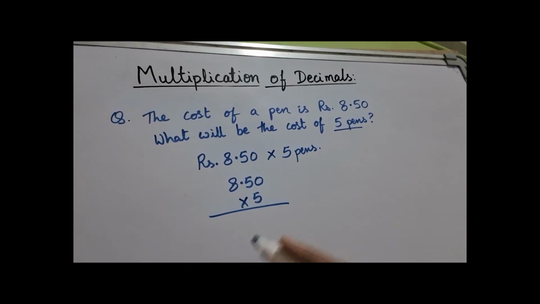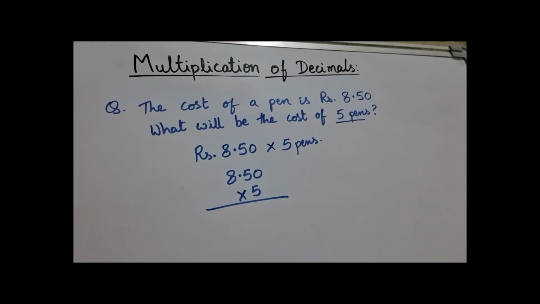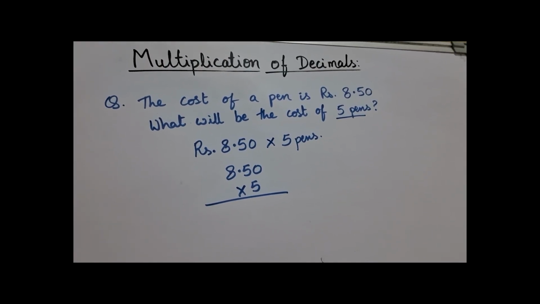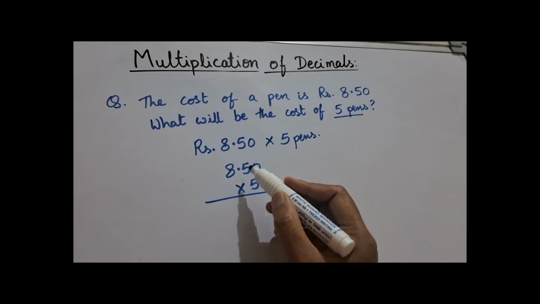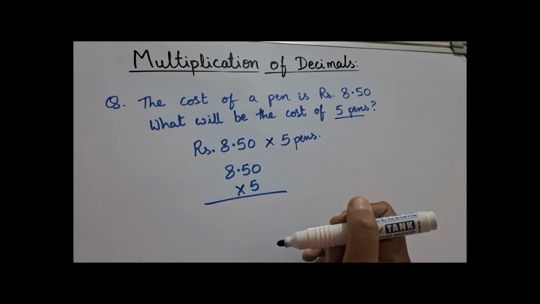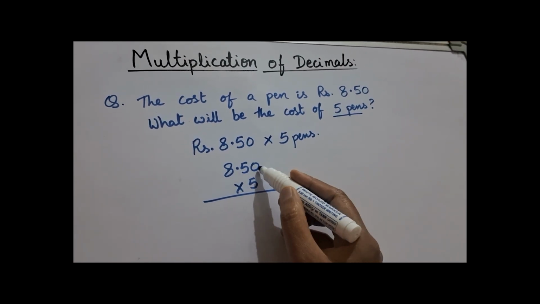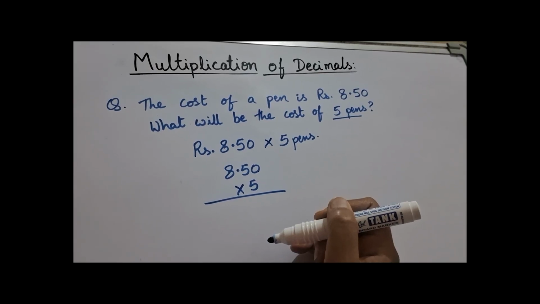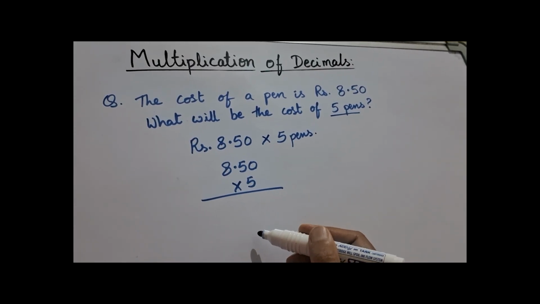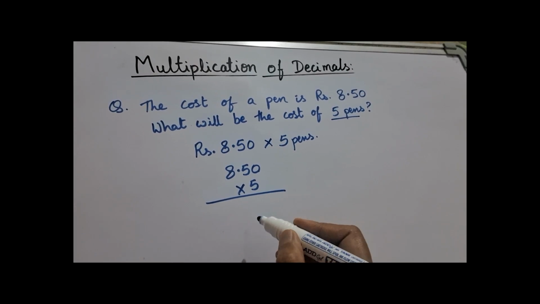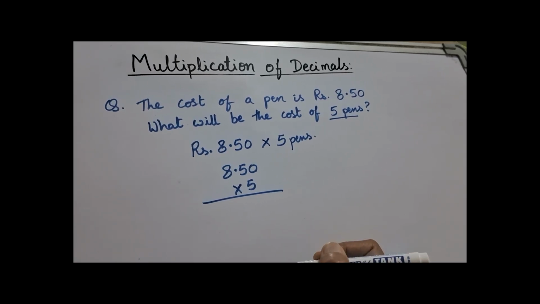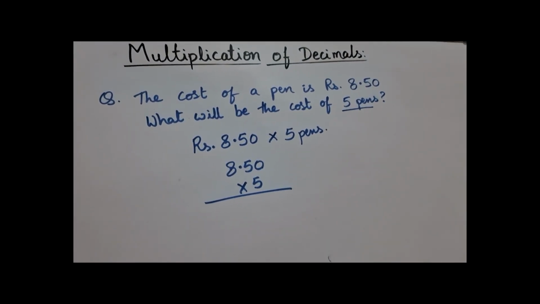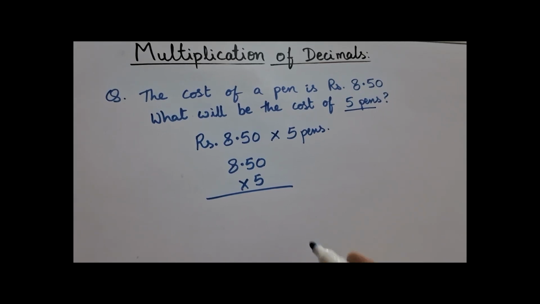Okay. Now how to do multiplication of decimal numbers? Children, ignoring the decimal point in the decimal number, we need to do normal multiplication. After getting the answer, we will keep the decimal point in that answer. So let's do multiplication of this decimal number.